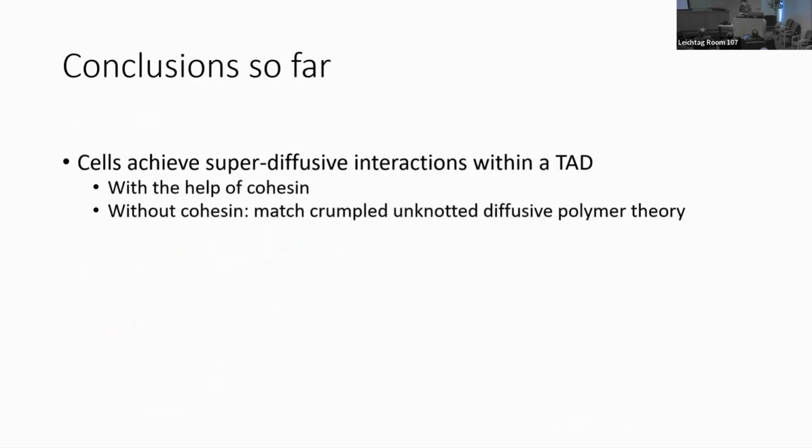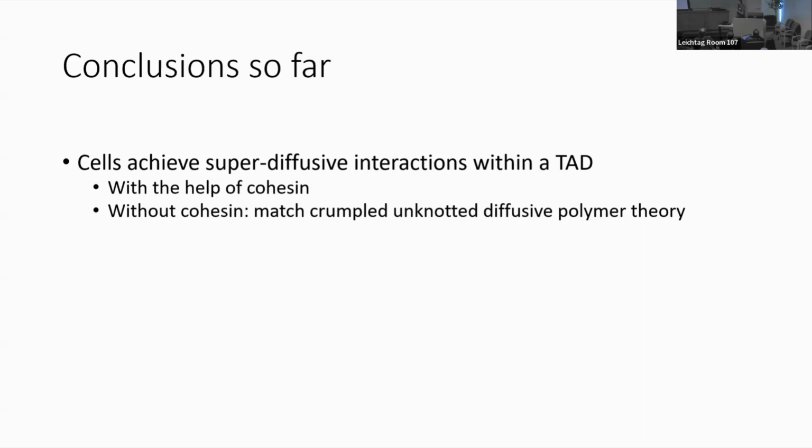So, some conclusions so far. Then I'll do a little bit on the single molecule imaging of the cohesin speed. I claim that cells have achieved super diffusive interactions within a TAD. That's because that scaling can't be explained by any of our diffusion-based polymer models. We need to invoke an active energy burning source like the loop extrusion.